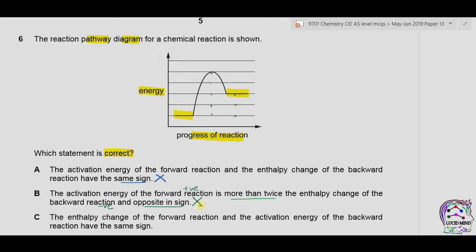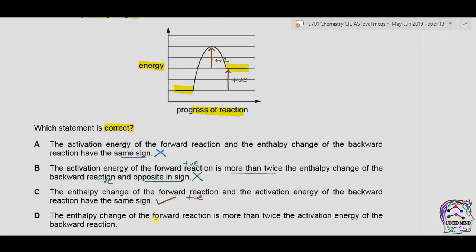So B is incorrect. Part C, the enthalpy change of the forward reaction and the activation energy of the backward reaction have the same sign. Now the enthalpy change of the forward reaction is the energy difference between the reactants and products. It is positive, as energy is absorbed from low energy to high energy. Now the activation energy of the backward reaction is also positive, because activation energy is the amount of energy that is required by these reactants to convert into this product. So C could be true.